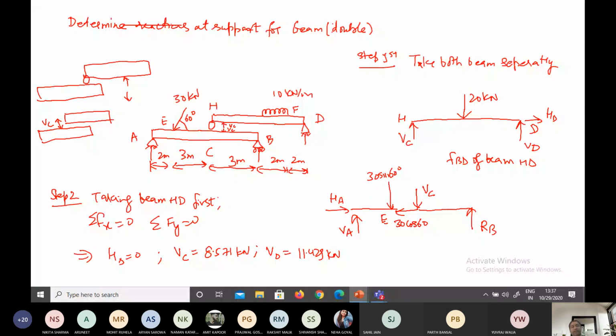So consider direction of VC upward for the beam HD when taken separately, and for the beam AB it's downward, because in case of roller support we have only one reaction, that is 90 degree to surface. But here you can see both the beams are connected by the help of rollers, so reaction will be like that in combined, VC and VC. So when we separate it, we have two different directions, VC upward and VC downward. So all of you get the answer?